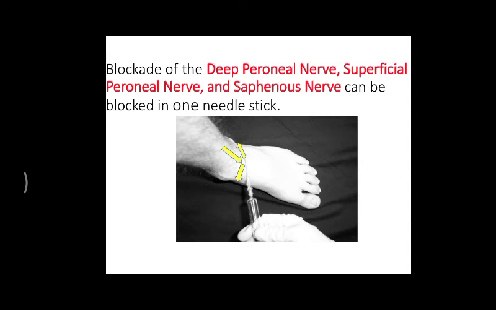The method of giving ankle block. First of all, we are going to see the blockade of the deep peroneal nerve, superficial peroneal nerve, and saphenous nerve, which can be blocked by a single needle stick.